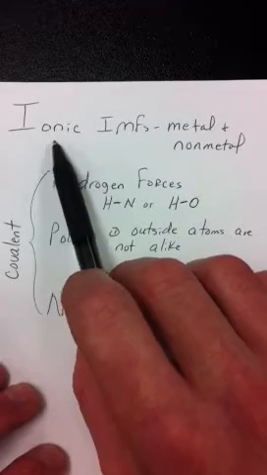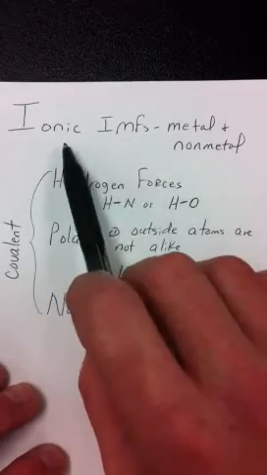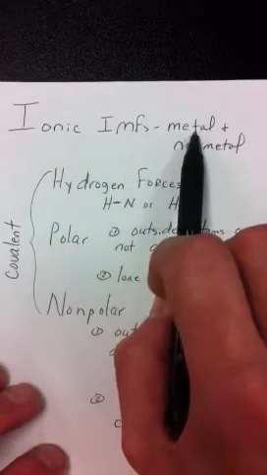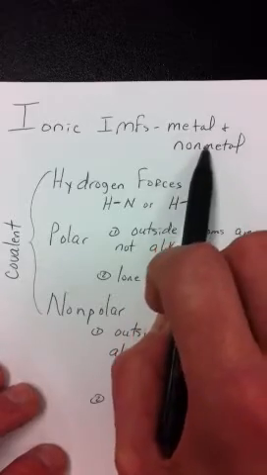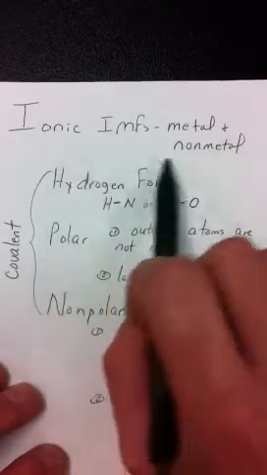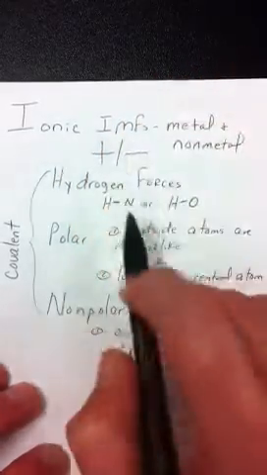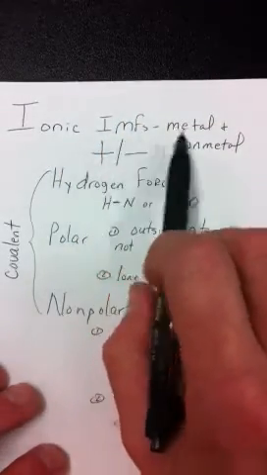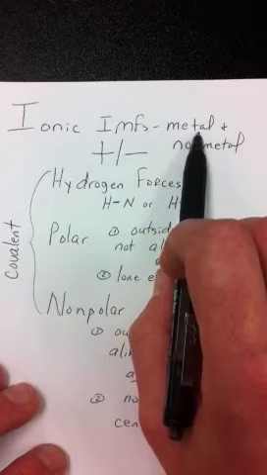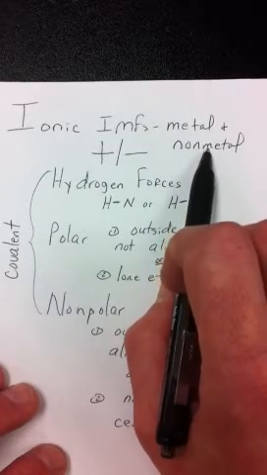We have what are called ionic IMFs. These always occur when you have a compound made up of a metal and a nonmetal. These are the strongest, and these are very positive and negative ends. So ionic IMFs may occur when you have a compound made up of a metal and a nonmetal.